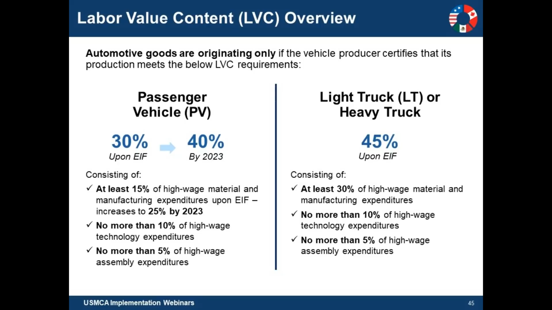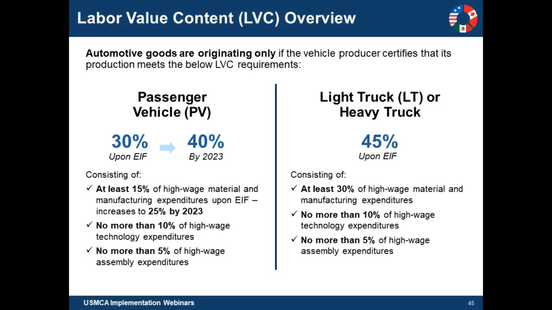More specifically, these labor value content percentages must consist of at least 15% of high-wage material and manufacturing expenditures upon entry into force, which will increase to 25% by 2023. There are also caps. No more than 10% of high-wage manufacturing can be derived from high-wage technology expenditures, such as computer elements of the automobile. And in addition, there is a cap of no more than 5% for high-wage assembly expenditures. This includes, for example, on-site engineers and other high-paid individuals who may increase the average wage rate upon entry into force. For light trucks, the LVC requirement is 45% upon entry into force. There is no gradual increase for light trucks.